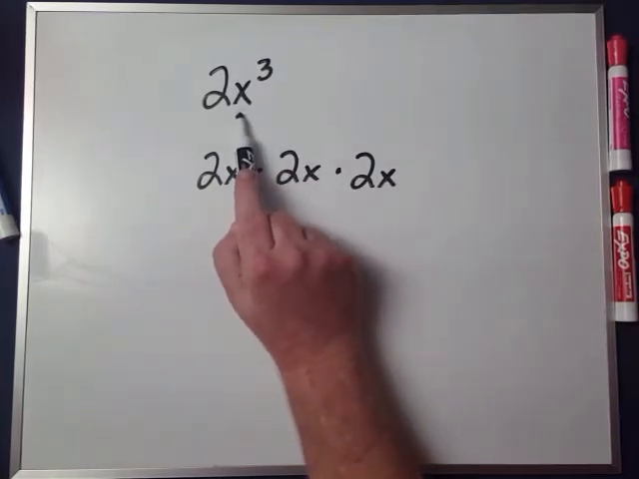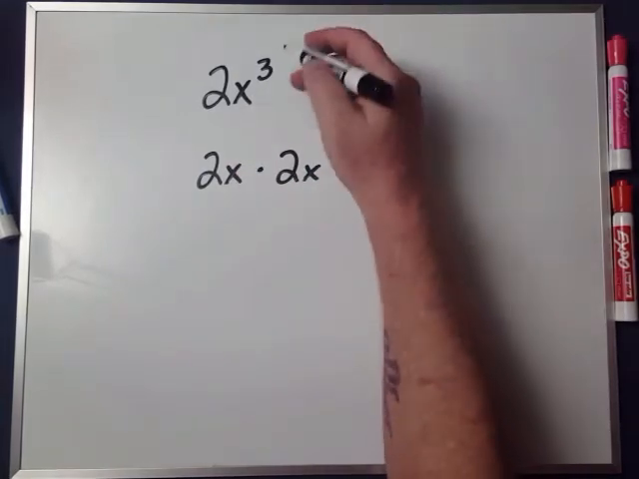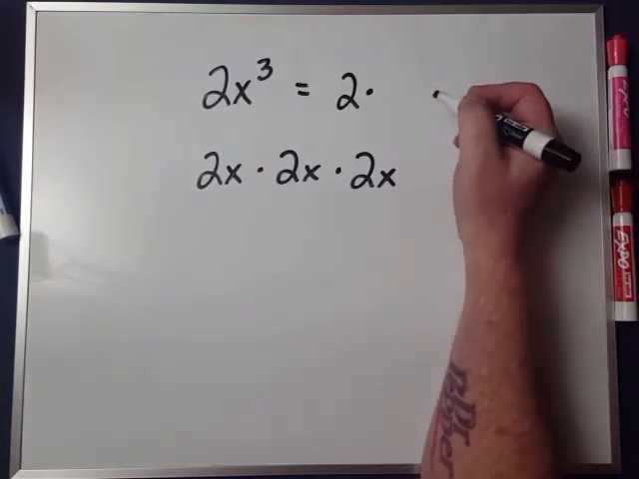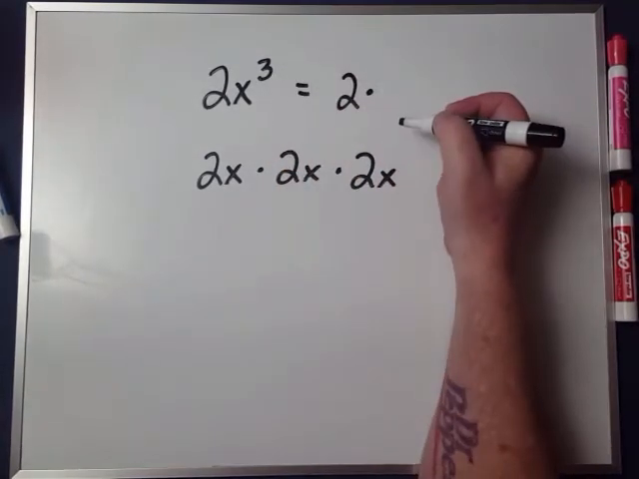So what is that exponent attached to? Just the x. If I were to expand this expression, the 2 is just sitting out front, multiplying this x cubed. The only thing being cubed is the x.